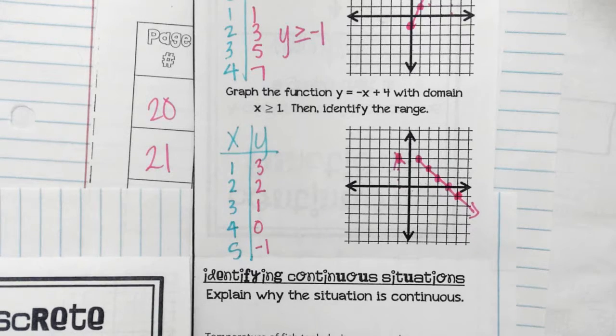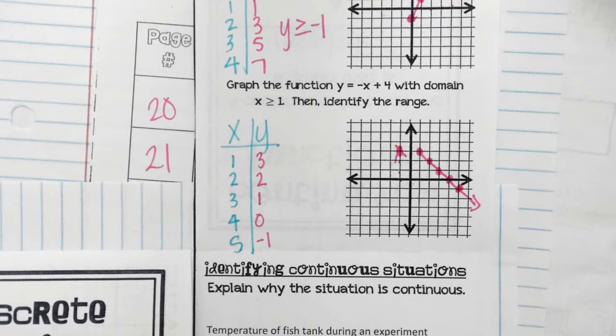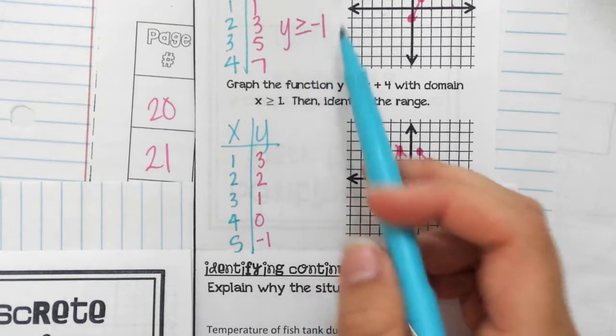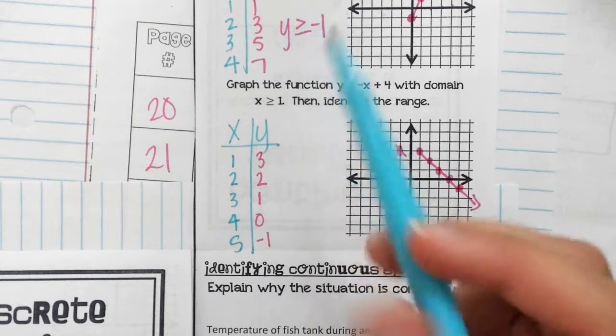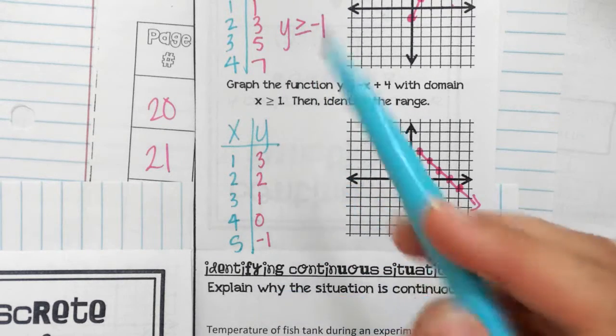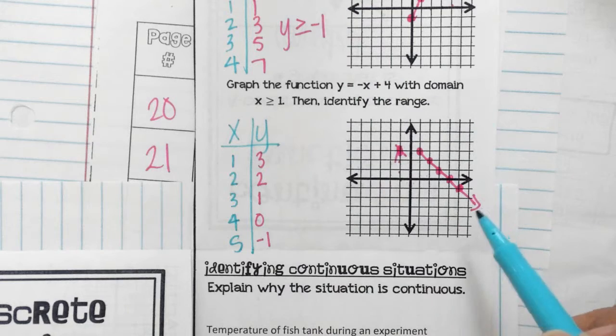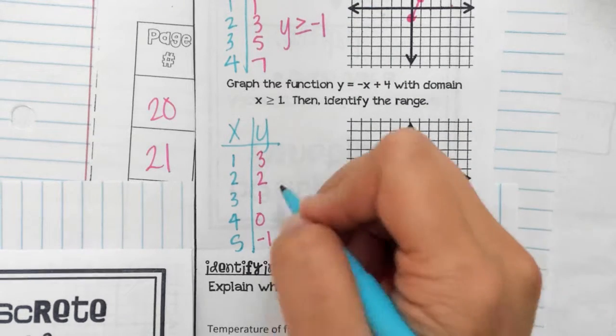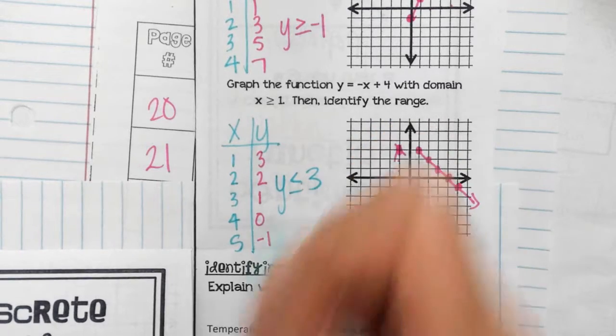So what is our range this time? Well, yes, but it's also all these points in between. So when it's continuous, your range is going to look like this. When it's discrete, you list the exact points. So on a continuous function like this, what is our range? Less than or equal to 3. Good. Take a point.